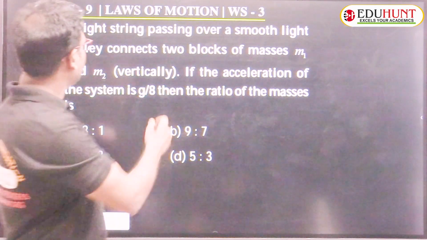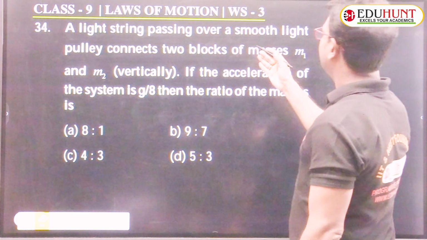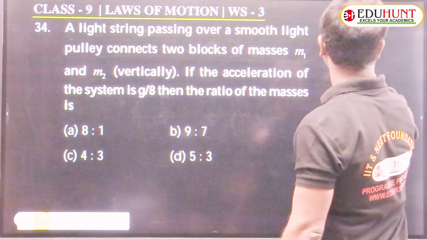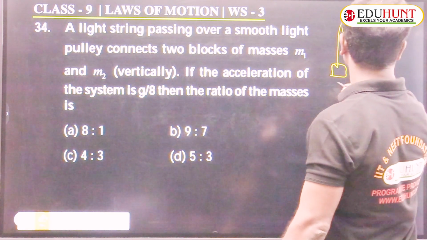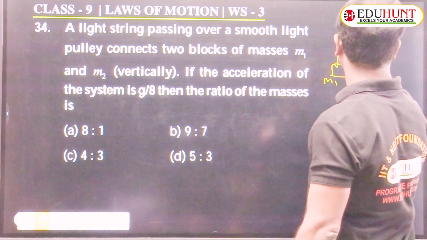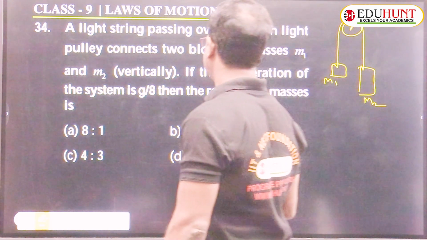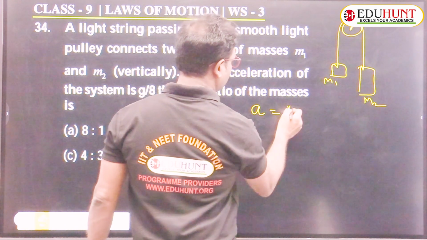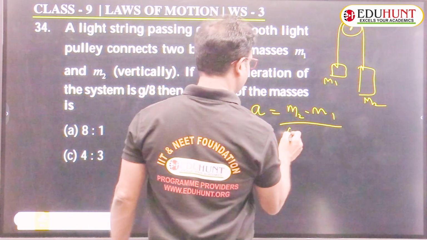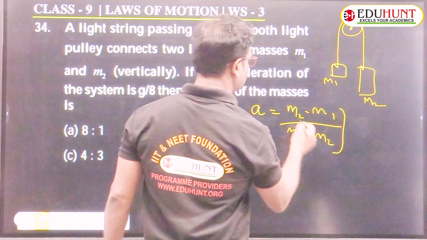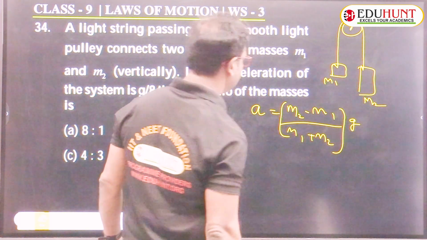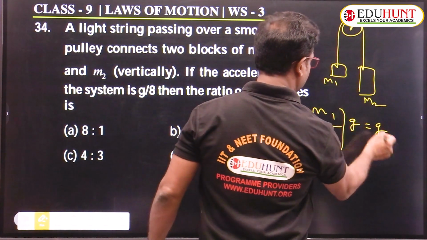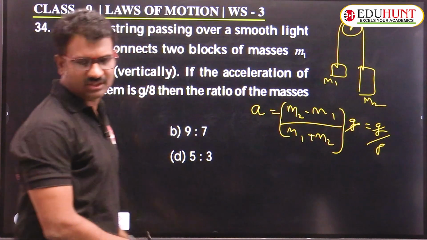A light string passing over a smooth light pulley connects two blocks like this and this. This is nothing but our Atwood machine. Say it's m1 and it's m2. If the m2 mass is heavier and the acceleration of the system is g by 8, we know that a equals m2 minus m1 by m1 plus m2 into g. This is our formula for acceleration, which is equal to g by 8. So simplify and find the ratio of m1 to m2.